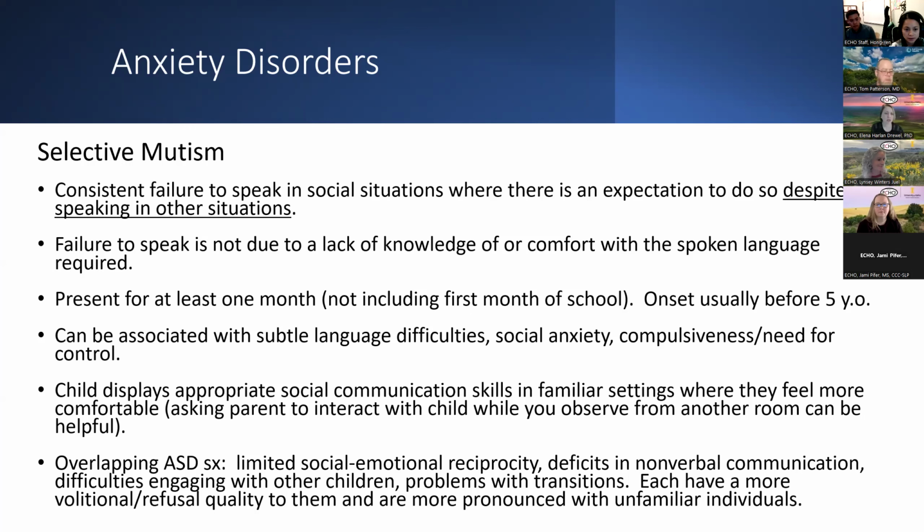So the child displays appropriate social communication skills in familiar settings where they feel more comfortable. And so overlapping symptoms with autism include limited social and emotional reciprocity, deficits in nonverbal communication, difficulties engaging with other children, and problems with transitions. But these types of symptoms seem to have a more willful, volitional refusal quality to them and are much more pronounced with unfamiliar individuals. Next slide.